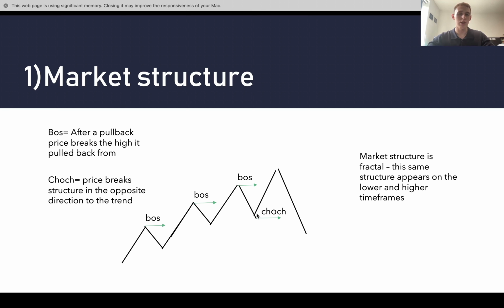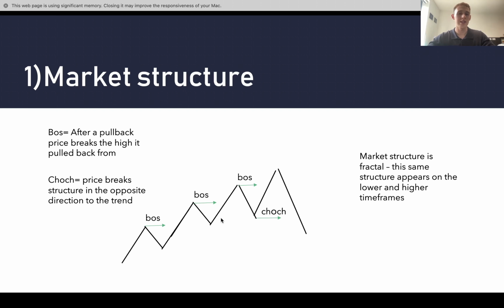And here we have a few more examples of that drawn on. And I get asked this question a lot. People always ask me, what is the difference between a break of structure and a change of character? Basically, a change of character is the same thing. It's just a break of structure in the opposite direction to the trend.